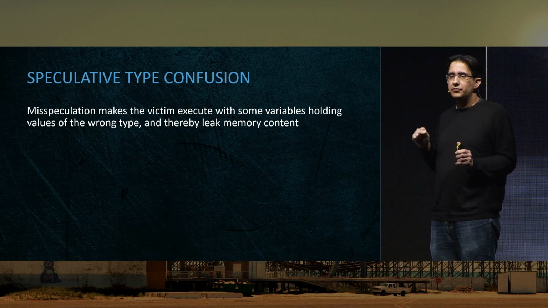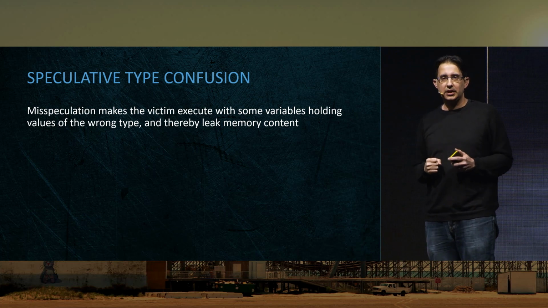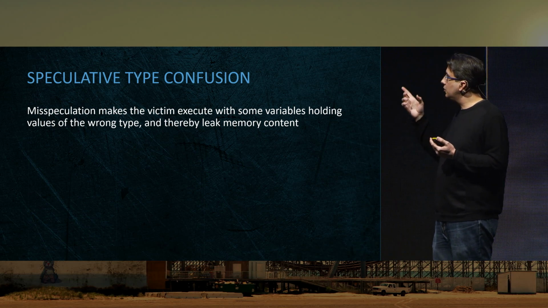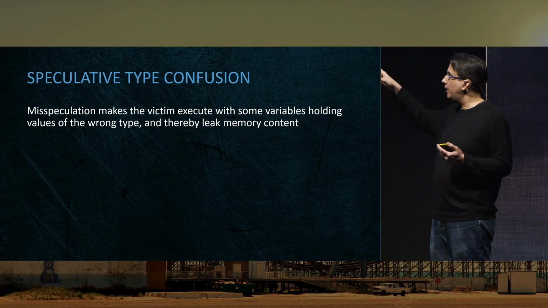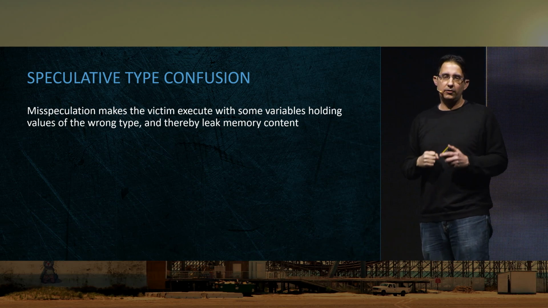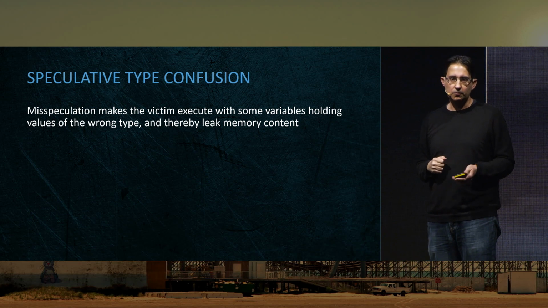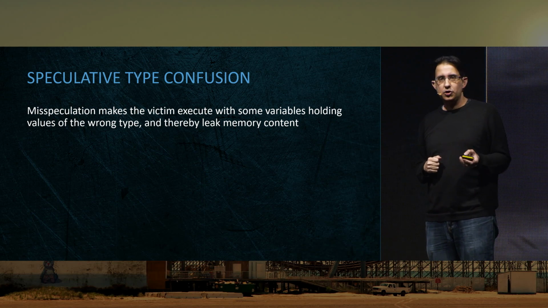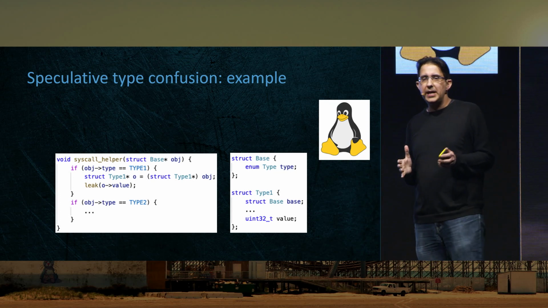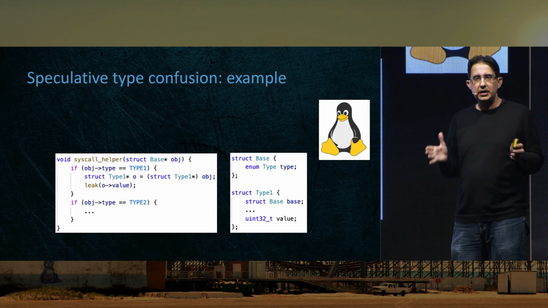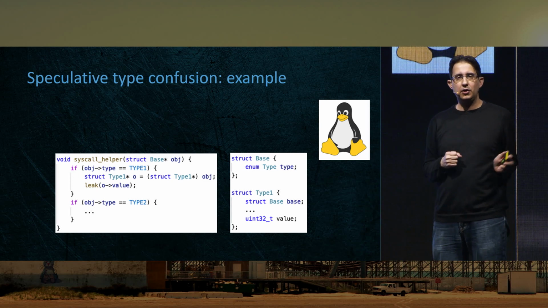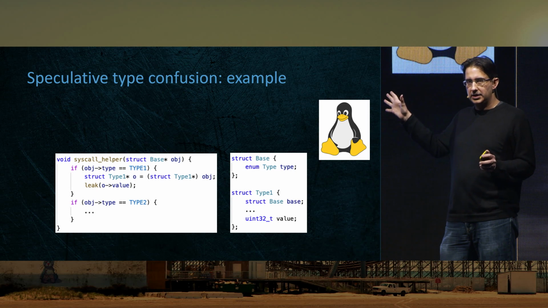Speculative type confusion is an incorrect execution in which the wrong speculation causes the code to execute with some variables having values of the wrong type. And because of this, the program leaks information. Okay? So let me show you an example. Speculative type confusion was mainly theorized about, and even these theories were in the context of only polymorphic object-oriented code, like in this example.